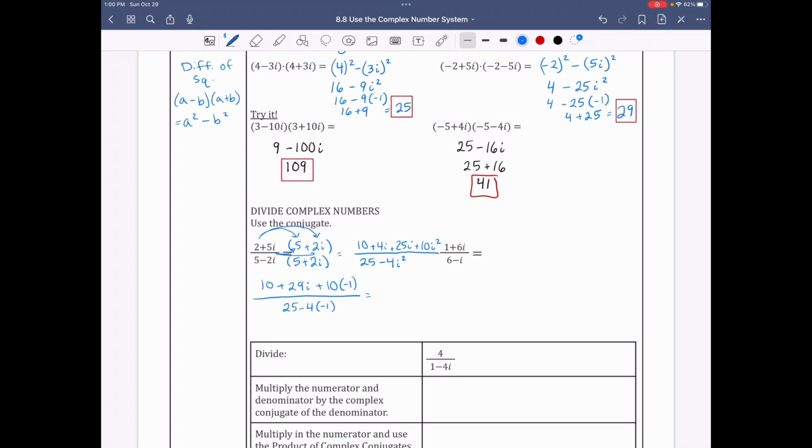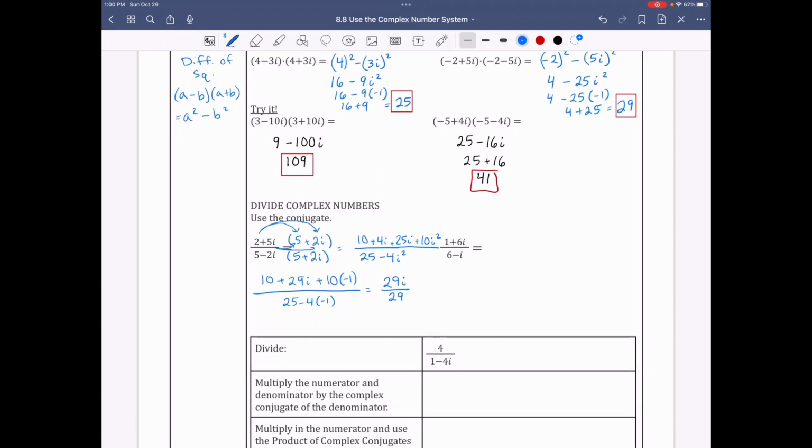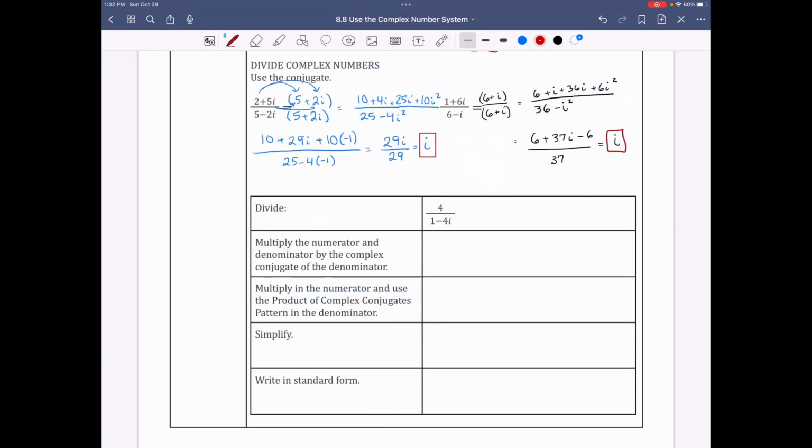I can keep simplifying. So in my numerator, I have just 29i. In my denominator, I have 25 plus 4, which is 29. So the whole thing just simplifies to become i when I divide it. See if you can do that in your groups with the next problem, and then we'll come back and check it. And you can check your work.